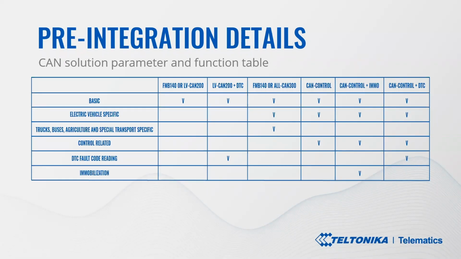There are also functionality related features. Control related features would amount to door lock, unlock, trunk release, turn signal control, or other functions. These are supported by our CAN control adapters, so all of them. We also have the ability to read DTC codes with specific units. This feature is supported by LV-CAN 200 plus DTC or CAN control plus DTC. Additionally, and lastly, immobilization is available with our CAN control plus IMO unit.